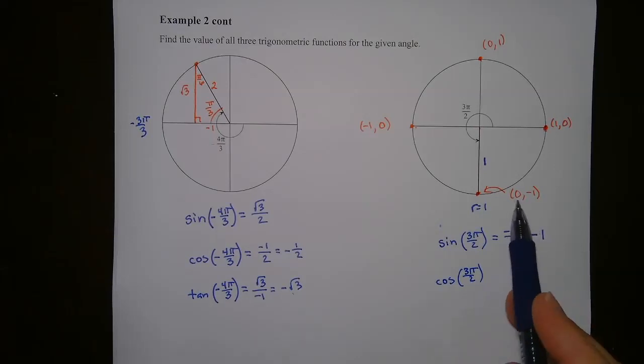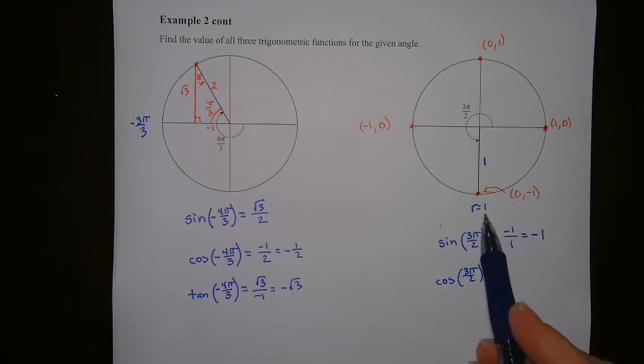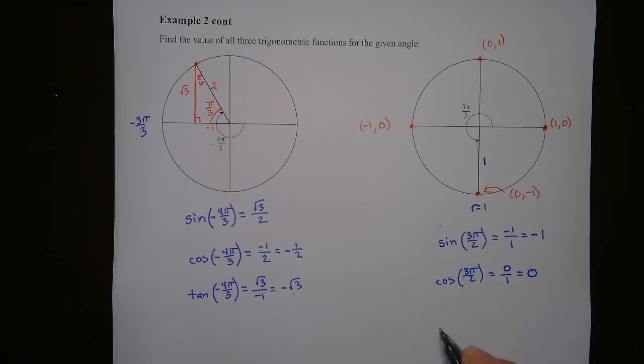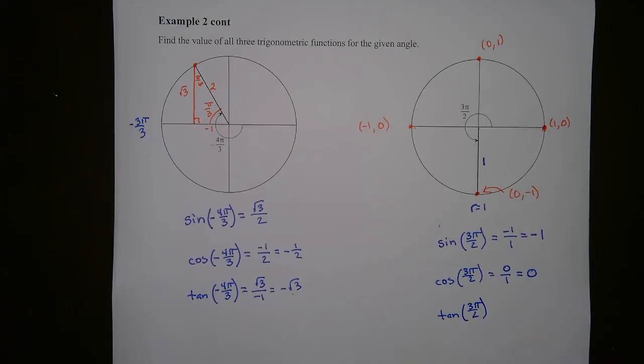So your x in this case is 0, your r is 1, so this is equal to 0 over 1, which is equal to 0. And then tan of angle 3 pi over 2, you can't do opposite over adjacent, okay? You can't do opposite leg over adjacent leg. You're going to have to do y over x.